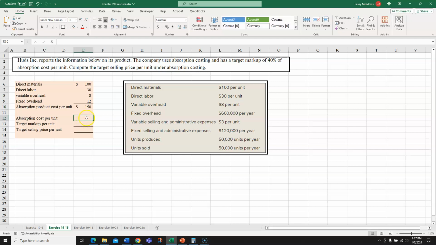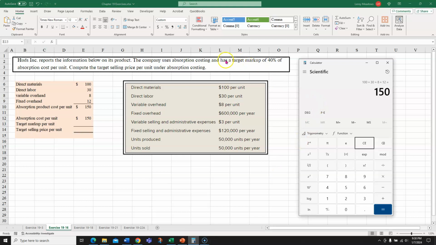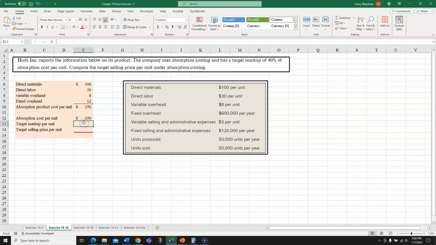So now I need to figure out my selling price. So I'm going to start with absorption product cost per unit, $150, plus my target markup per unit. So how much of a markup do I want? Well, the company uses absorption cost. It has a target markup of 40% of absorption cost per unit. So I'm going to take that $150 times 40% of that, and that's $60. That's going to be my desired markup.